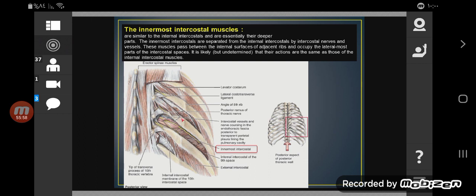Usually the insertion is the next rib, okay? The angle of the next rib. For example, if you consider this is T7, from the transverse process of T7 this muscle arises and is inserted to the angle of rib 8, okay, the next rib. But for levator costarum longus, attachment is to ribs 8 and 9, okay. This is the difference between levator costarum longus and brevis.